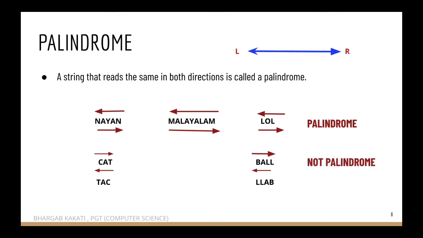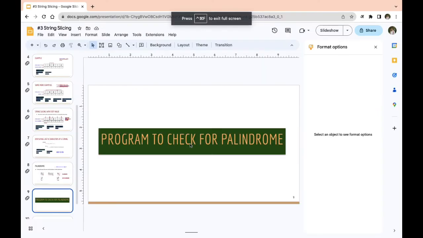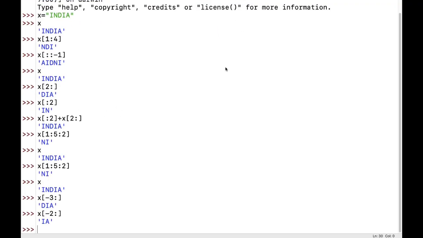Okay. So now let us do one thing. Let us write a program to accept a string from the user and check whether it is a palindrome or not. Alright, so let me just do this program for you. You can try it by yourself by pausing the video here. Okay, so I'll write the name of the program here.